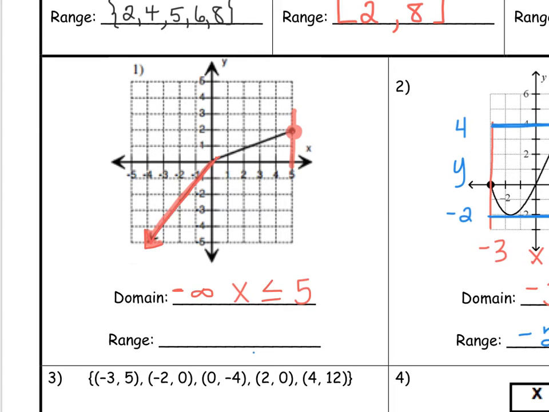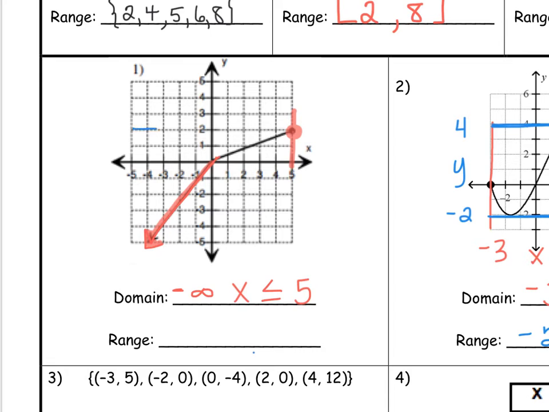So my x values are everything that is less than or equal to +5, and that includes 4, 3, 2, 1, 0, -1, -2, -3. We can keep on going on and on. And we're going in the negative direction, so that's where we get the negative infinity.